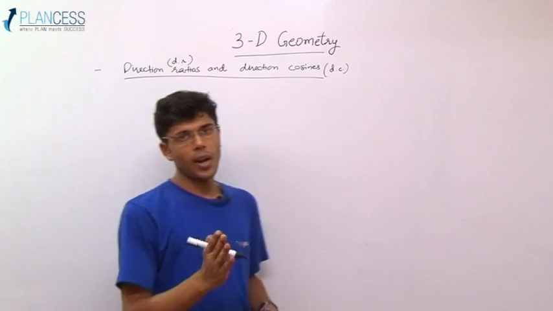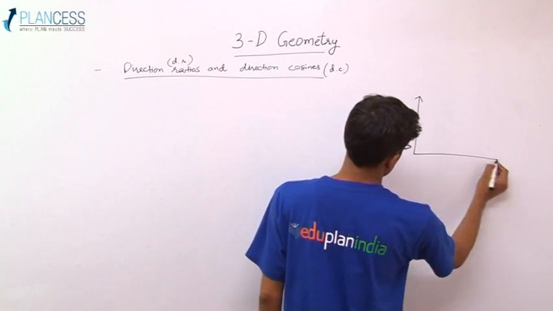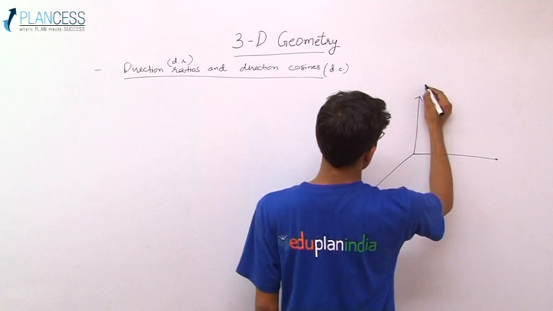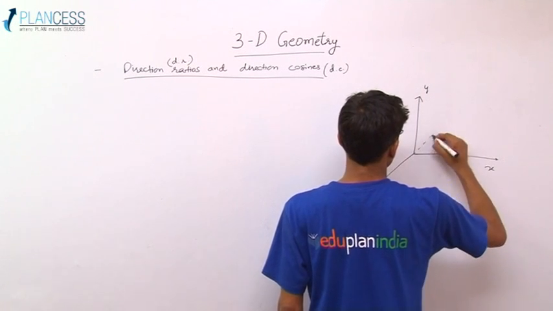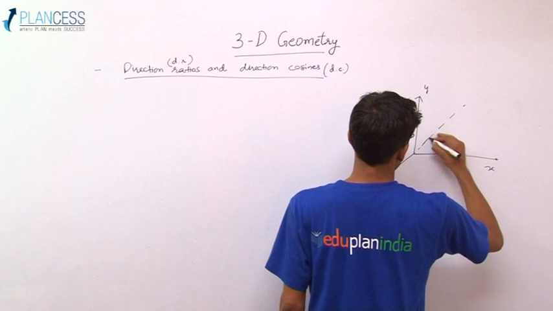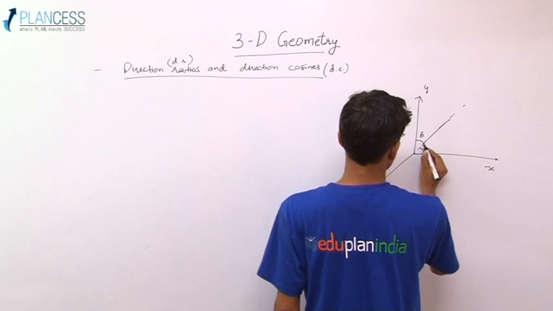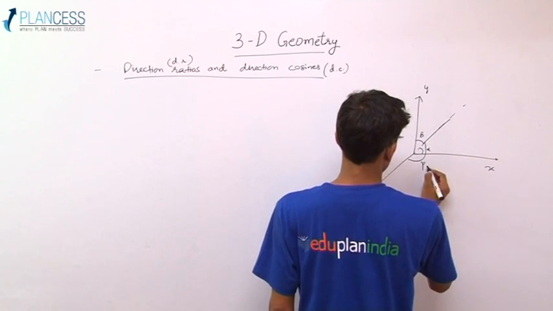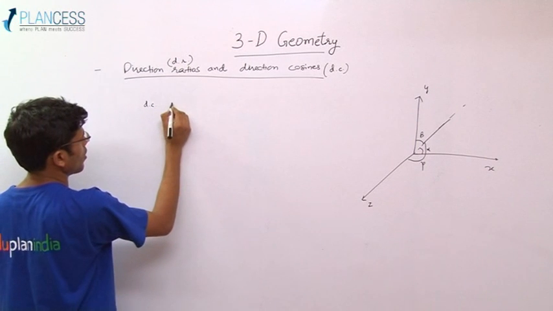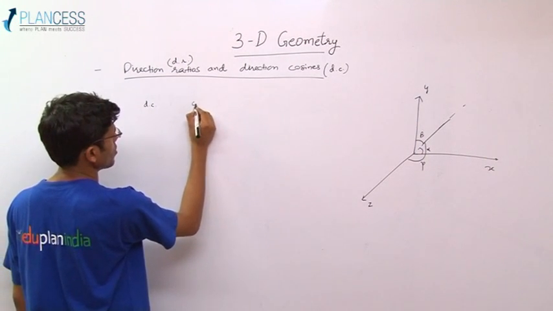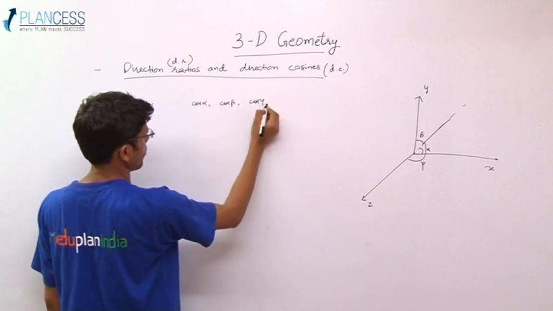Okay, so say a particular line forms angles alpha, beta, gamma with the positive x, y and z axes respectively. So this is our rectangular coordinate system. This is the y axis, this is the x axis, this is the z axis. We have a particular line, say this, which forms angle alpha with the x axis, angle beta with the y axis and angle gamma with the z axis. So the direction cosines of this line are cos alpha, cos beta and cos gamma.